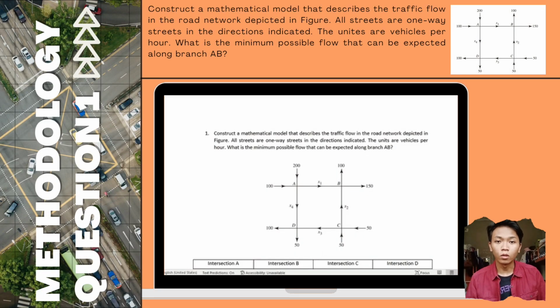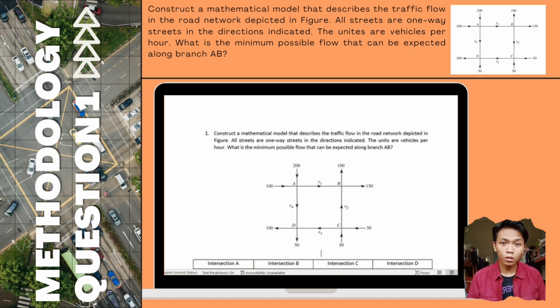Methodology. For our first example, construct a mathematical model that describes the traffic flow in the road network depicted in the figure. All streets are one-way streets in the direction indicated. The units are vehicles per hour. What is the minimum possible flow that can be expected along the branch AB?